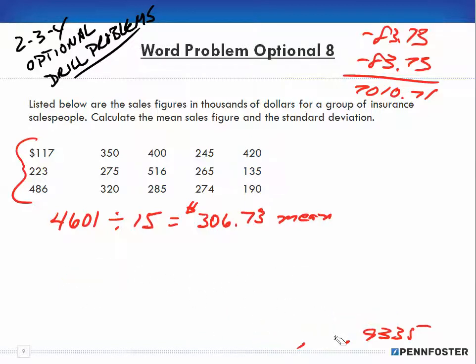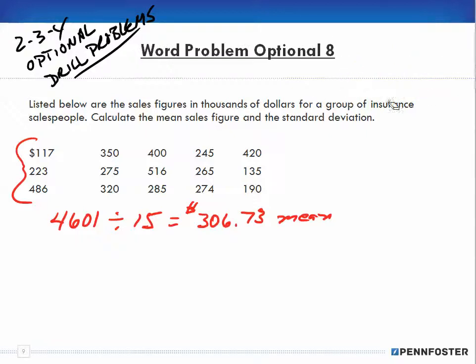It's just knowing what to do for the steps and then having to do all of the math. So just try to remember what the steps are. So we have to first find the mean. So we add up all 15 of these numbers, which came to 4601, and we divide by 15 because there's 15 numbers, and that gives us a mean of 306.73. Then we take each number and we subtract the 306.73 from it, which gives us our deviation.